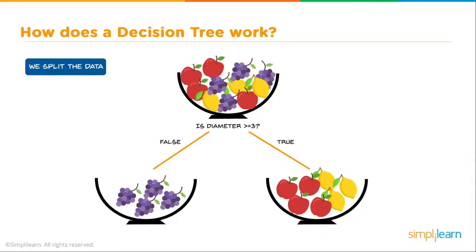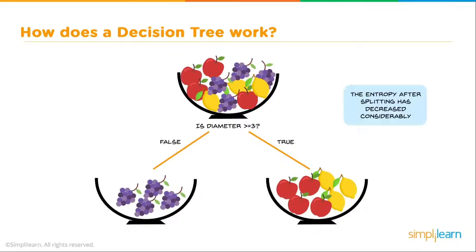So our first split from our decision node is we split the data based on the diameter. Is it greater than or equal to 3? If it's not, that's false, it goes into the grape bowl. And if it's true, it goes into a bowl full of lemon and apples. The entropy after splitting has decreased considerably. So now we can make two decisions. If you look at it, there's much less chaos going on there.